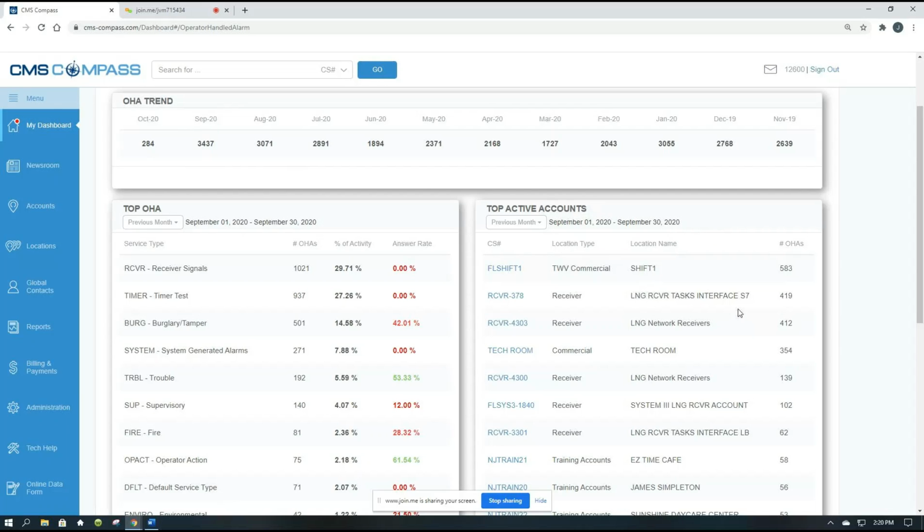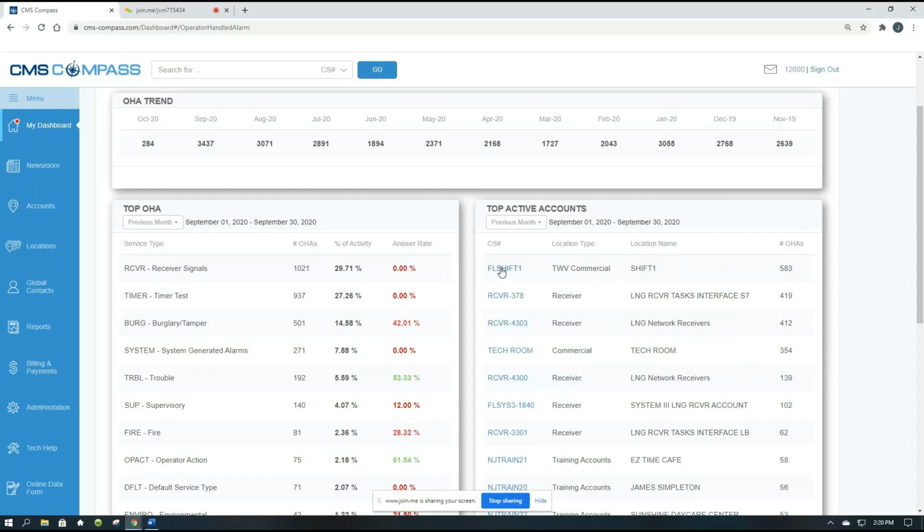You can see here, this shift 1 and this receiver and this receiver and this tech room, they're all above 300 OHAs for the month. And this one's close to 600. So these are the accounts I want to look at. I want to find out what's going on. So what do I do with that one?